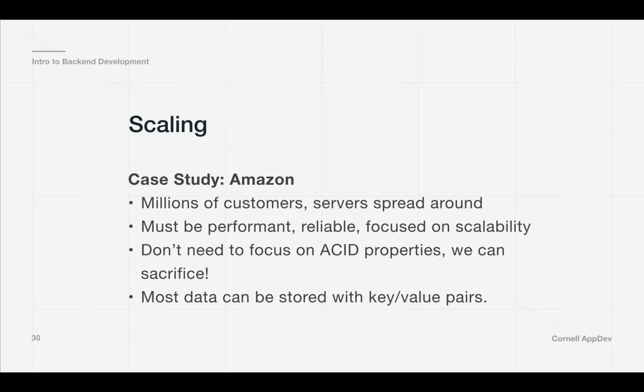So the last thing, one of the other problems that SQL has, or the biggest problem, is scaling. If we think about it in terms of a case study, for Amazon, we have millions of customers, servers spread all over the world. We want servers to be performant, reliable, focused on scalability, and at such a massive scale, we don't really need to focus on those properties. We can sacrifice missing a database transaction, like, oops, we failed to complete your order. Please try again in 5 minutes. We'd rather have that than the user being unable to access the site for 5 minutes, right?